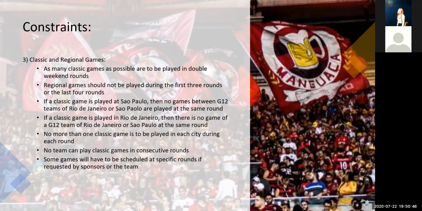If a classic game is played in Sao Paulo, then no games between G12 teams of Rio or of Sao Paulo are played in the same round. And the same applies if a classic game is played in Rio, then there's no game of a G12 team of Rio or Sao Paulo played in the same round. No more than 1 classic game is to be played in each city during each round. No team can play classic games in consecutive rounds. And some games will have to be scheduled at specific rounds if requested by sponsors or teams.